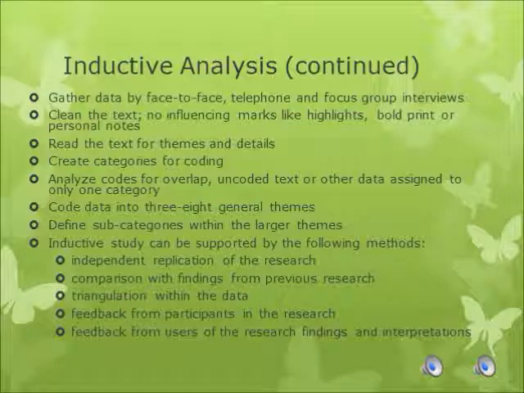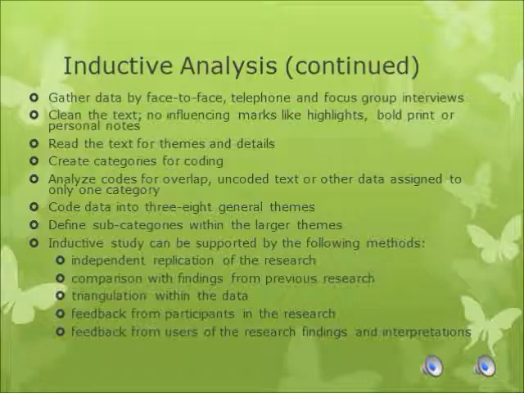The text, once it's cleaned up, is then read for themes and details, which is then broken into different categories for coding. The coding of the data is then analyzed for a couple things. One, it's looked at for overlap. So if things are coming up over and over again in the themes, that may be something that researchers may go with. If something is uncoded, meaning that text has not found its way into a category or theme, that might signify something, as well as any data that might be only within one category. It may have some relevance because of that.